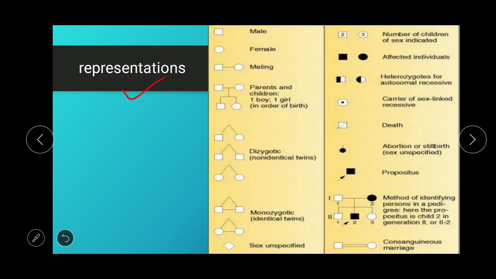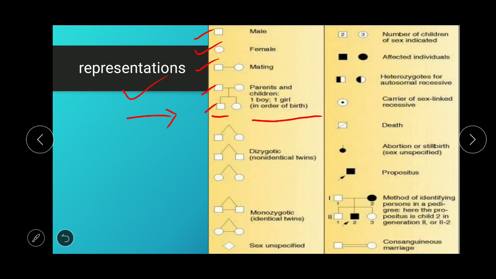Now, how are the parents, children, etc. represented in pedigree analysis? First of all, the male is a square and the female is a circle. Mating is shown by a horizontal line between the male and female, with parents and children below. So you can see these are the parents, and these are the children, one boy and one girl, in order of birth. The boy is first, and they are represented from left to right in the order of birth.